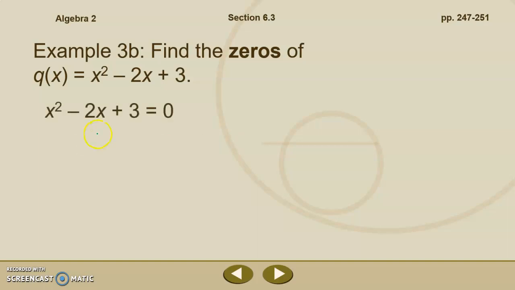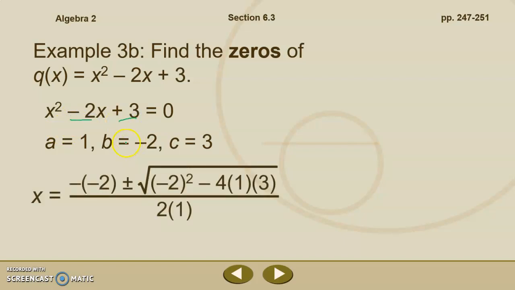We set that equal to 0, and when we try to factor it, we find out, unfortunately, it's not factorable. So we do need to solve this by using the quadratic formula. Let's go ahead and identify our a as 1, our b is -2, and our c is 3, and plug that into our formula: -b plus or minus the square root of b squared minus 4ac all over 2a. From there, we simplify algebraically, and we get 2 plus or minus the square root of -8 all over 2.